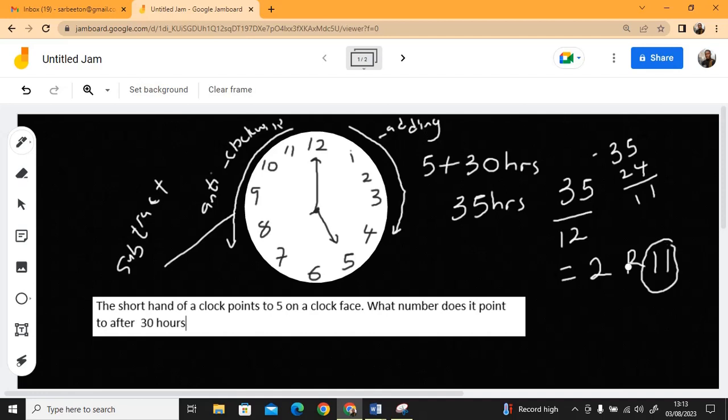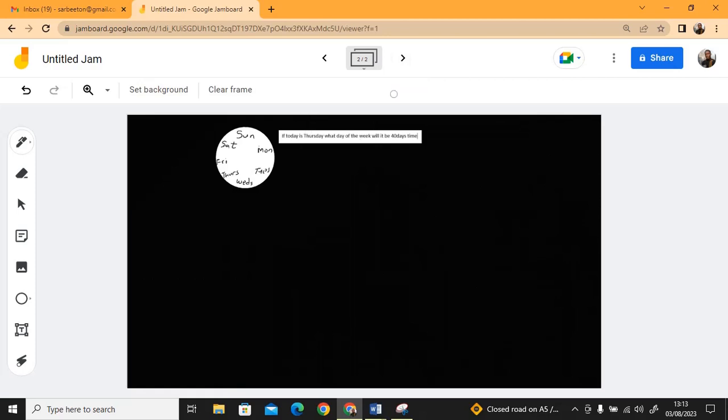So it means the short hand will point to 11. This is what the answer will be. Do you understand? Starting from 12, that will be 1, 2, 3, 4, 5, 6, 7, 8, 9, 10, to 11. So that is how it goes. So our answer is 11. Did you get that logic? I hope you get it very well. It's very simple. Now let's move on to the next one. Let's look at this together. Should I zoom it? Let me zoom in so that you can see it clearly.